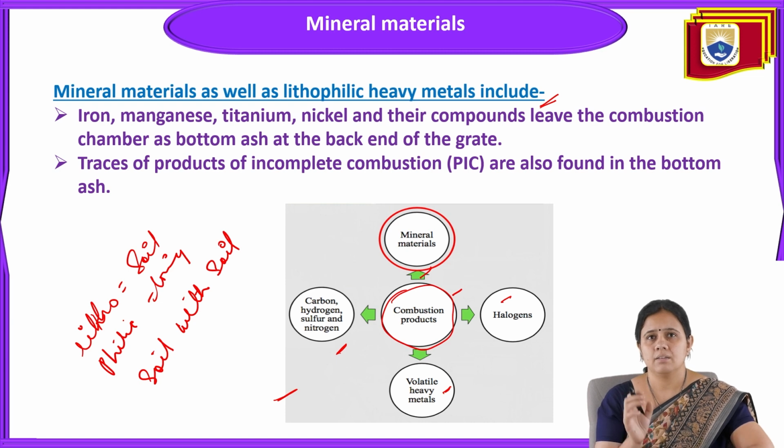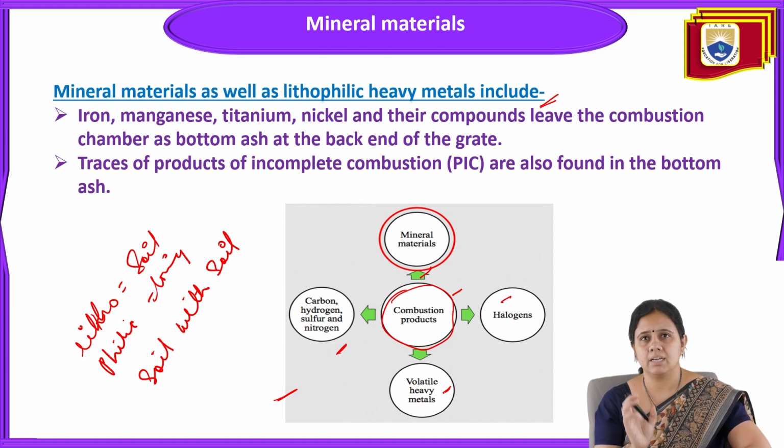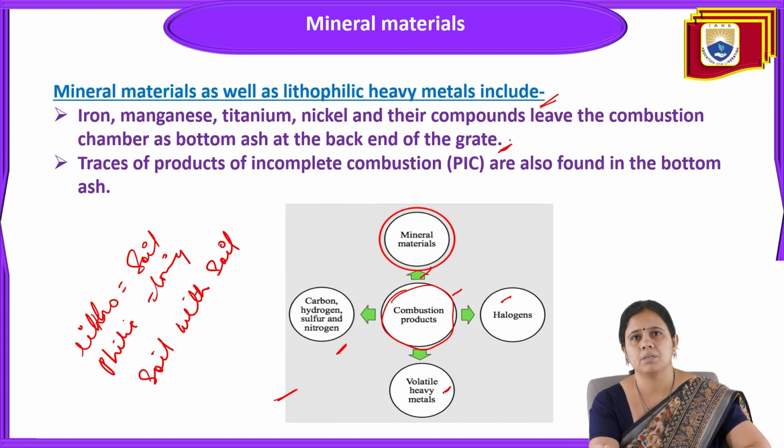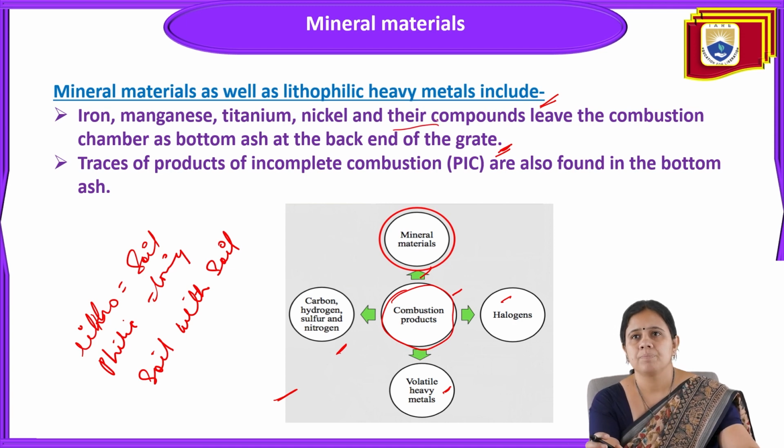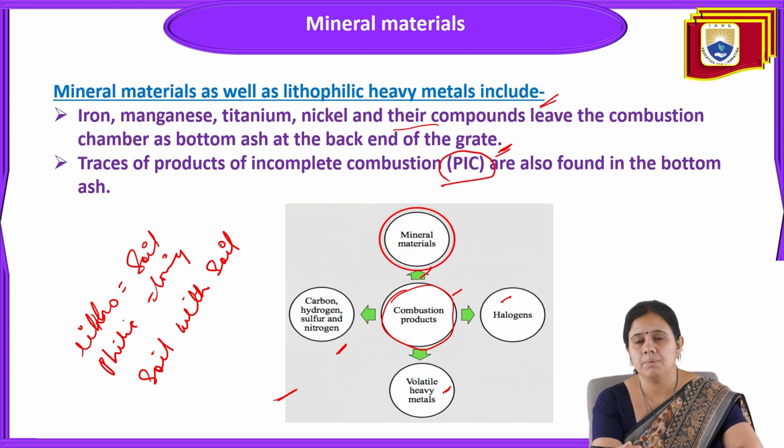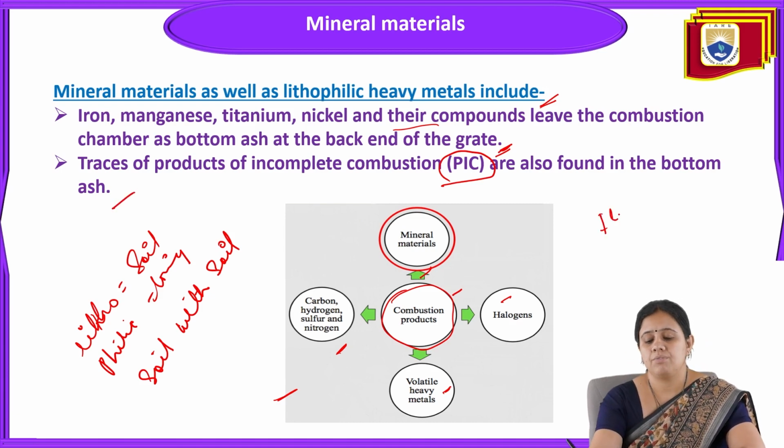Some percentages of iron, manganese, titanium, nickel and their compounds leave the combustion chamber as bottom ash at the back end of the grate. And the traces of products of incomplete combustion, meaning those products left by incomplete combustion, are found in the bottom ash, which we can also call fly ash.